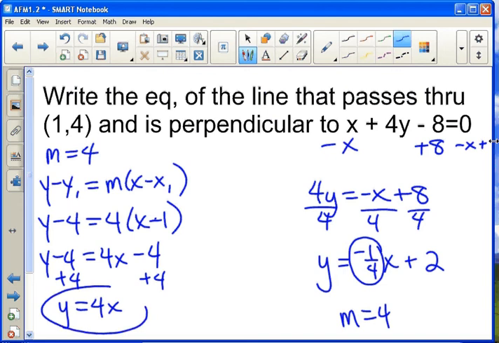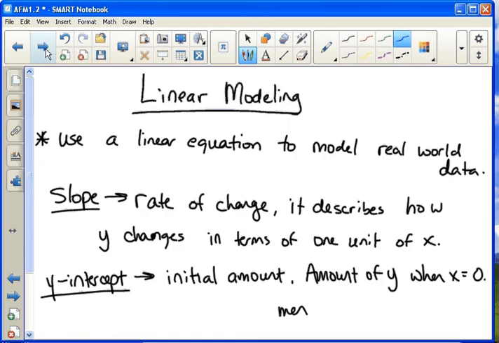So that gives you an idea how to find the equation of a line given a point and a line that's perpendicular to that line. Okay, next we want to look at linear modeling. A linear model is a linear equation that's used to model real-world data. So it might happen that you collect data and put it in your calculator, and you see that the points form what looks like a straight line.